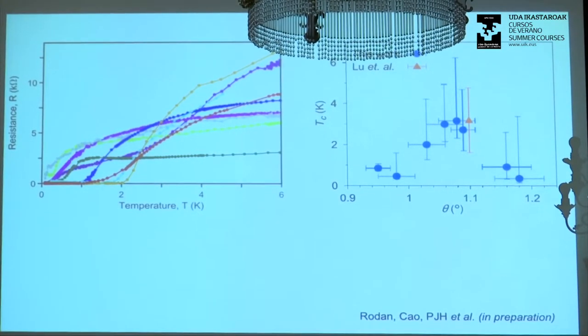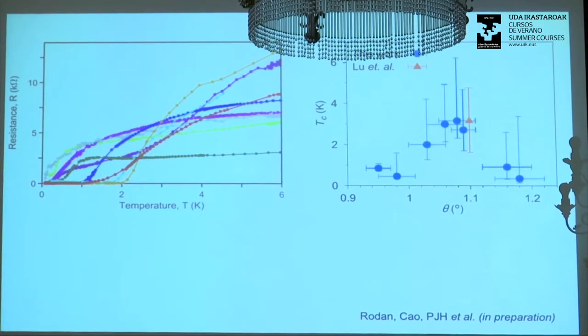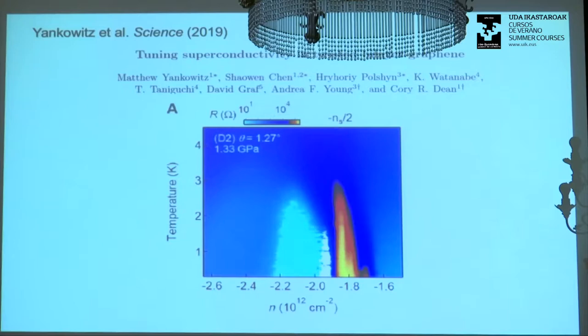Now, even better than reproducing yourself is when someone else reproduces your results. By now, several other groups have completely independently reproduced our results. They have seen the same physics and even extended it in very interesting directions. The first group that reproduced our results and extended them was a collaboration between the group of Cory Dean and Andrea Young. This was a really beautiful experiment, and I was very happy to see it.